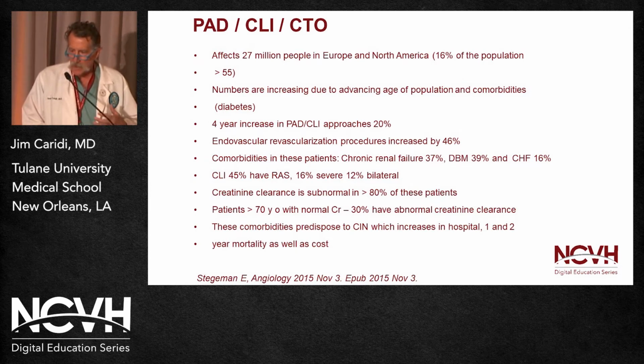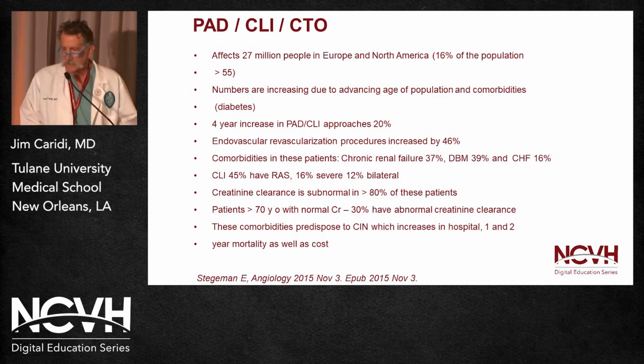The 4-year increase in peripheral arterial disease is 20%. The endovascular procedures for these patients have increased 46%. They have a whole host of comorbidities. Their creatinine clearance and their creatinine are abnormal in a lot of these patients, and we have to be very concerned because contrast-induced nephropathy increases the hospital stay and 1-year mortality as well as the cost.